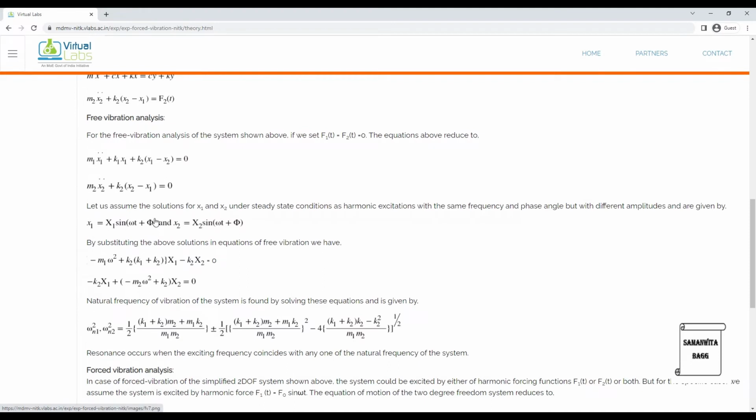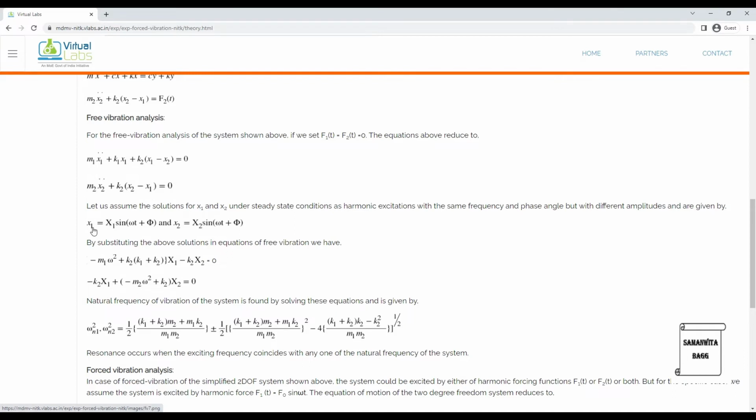Let us assume the solution for x1 and x2 under steady state conditions as harmonic excitations with the same frequency and phase angle but with different amplitudes, and they are given by these two values. The phase phi is the same, you can see here, only the magnitude, the amount of excitation that you give to both of them, is different.